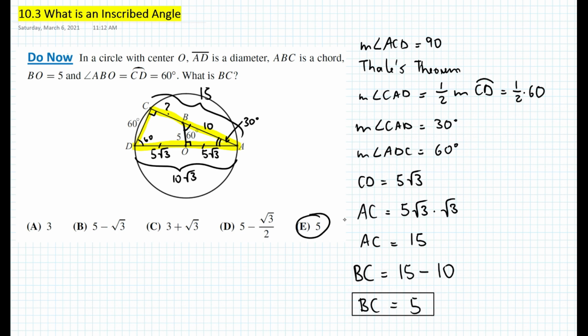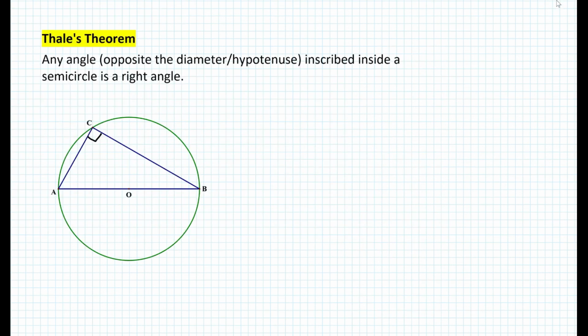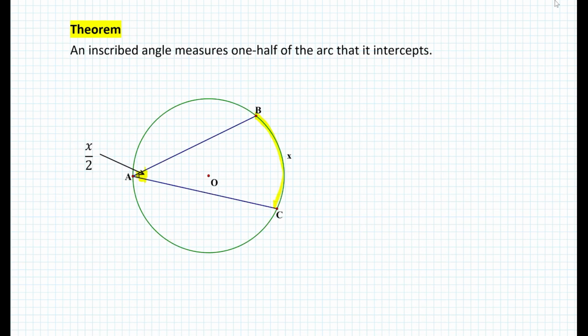And again, we were able to solve this problem not just because we learned about 30, 60, 90 triangles, but because in this lesson we learned about inscribed angles. And again, the first relationship we learned was about Thales' theorem, that an angle which is opposite the diameter or the hypotenuse inscribed inside a semicircle is a right angle, and also that an inscribed angle measures 1/2 of the arc that it intercepts. Okay, so that's basically it for today's lesson.